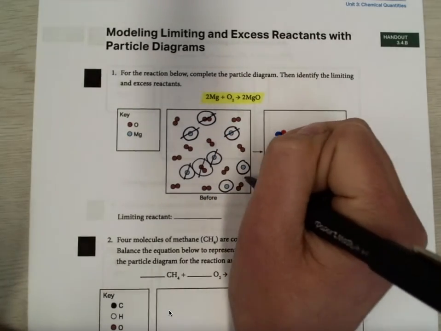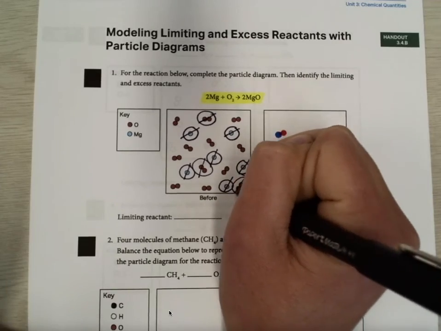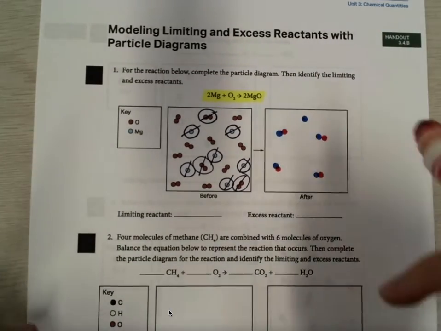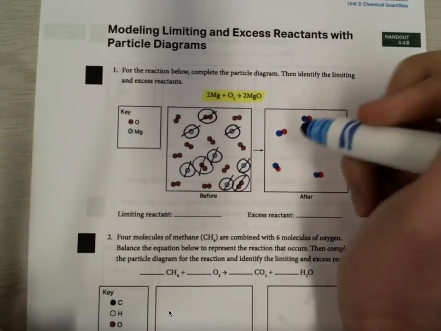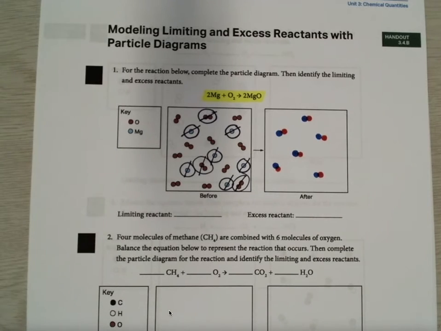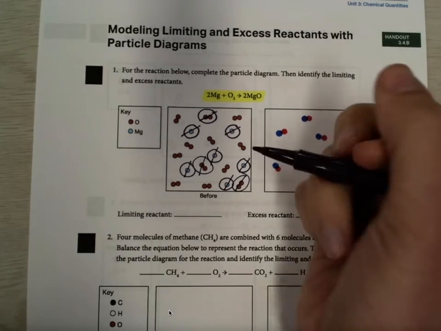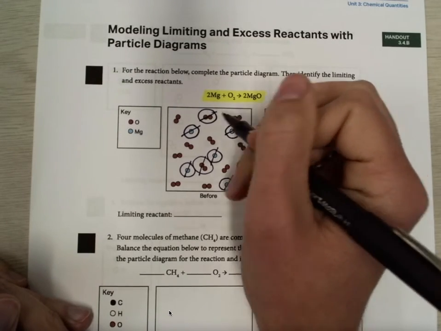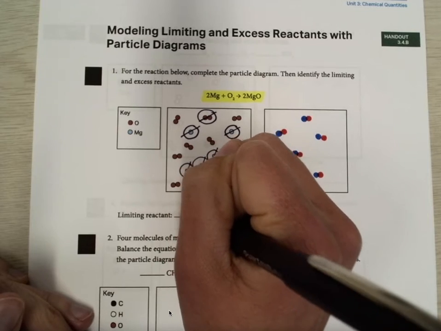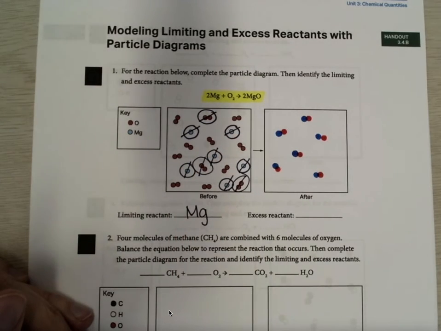2 magnesiums and an oxygen will all bust apart, and they will form our new products of magnesium oxide, which I make 2 of each time. Can I do it again? Now when I go back, the answer is no, because I ran out, or I have no more magnesiums. That makes magnesium my limiting reactant.